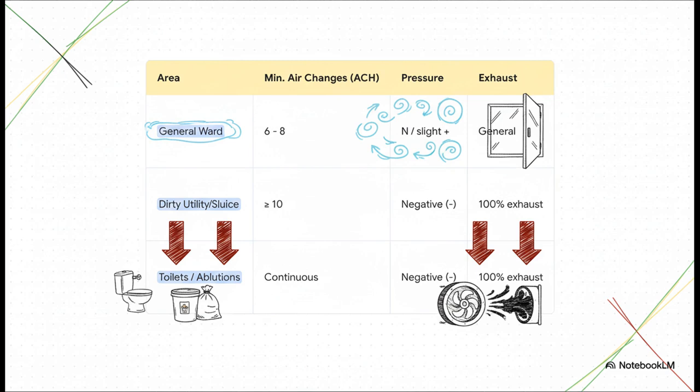But now, look at the dirty utility or sluice room and the toilets. This is where the rules get ironclad. These spaces must always be under negative pressure, no exceptions. They need at least 10 air changes an hour, and 100% of that air has to be pumped directly outside. No recirculation. This is how you stop bad smells and, more importantly, germs from spreading.